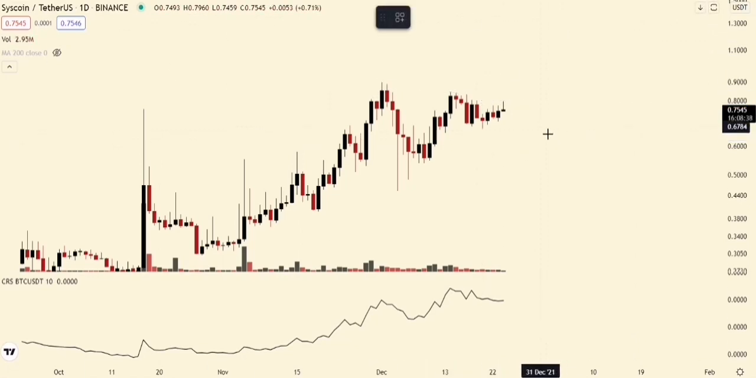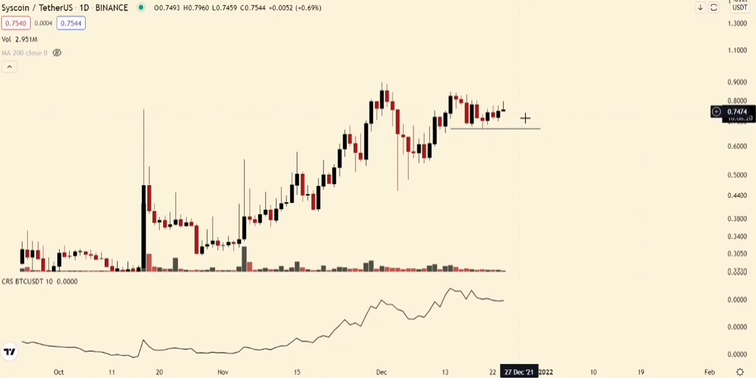So now that we have looked at the overall trend, the patterns, and a price target, we need to figure out a stop loss. So usually my stop loss would go roughly below 0.67. So I believe that is most likely the most important level to hold for SYS. So below 0.67 we might see a further drawdown.